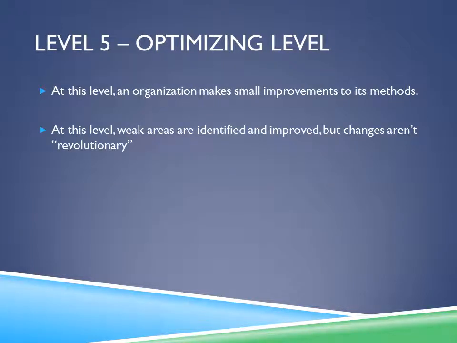So the fifth and final level is level 5, optimizing level. At this level, the most mature level, an organization makes smaller and continuous improvements to its methods, maybe by utilizing new technologies or new tools. And at this level, weak areas are identified and improved, but these changes aren't as significant as previous changes that would completely change the way that they develop projects or plan things out. So you could say that they're more evolutionary than revolutionary.